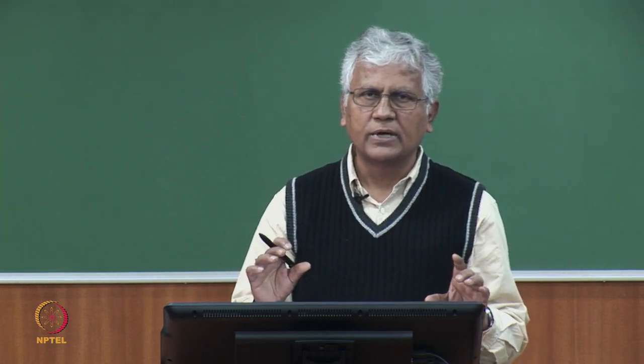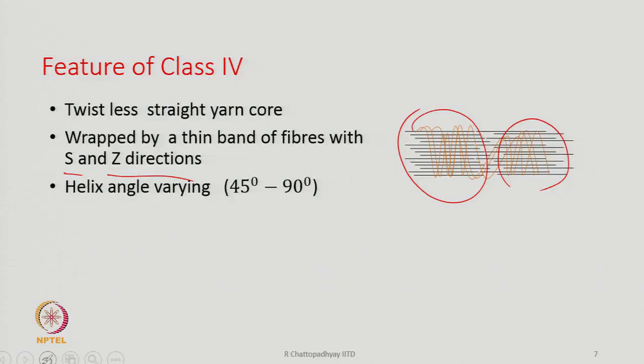So, that means we see that there are 3 different types of wrappings, and there is one class where it is not wrapped at all, just looks like a ring spun yarn structure free from wraps. So, these are the 4 different classes that have been observed by different researchers, and in this case the wrapping angle that has been measured by many can vary between 45 to 90 degrees. So, there is a wide variation in helix angle, it is not uniform.